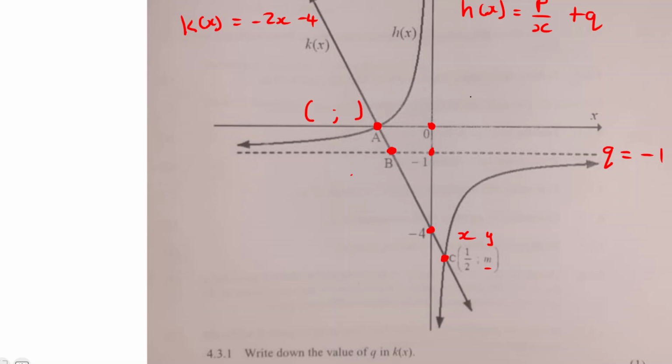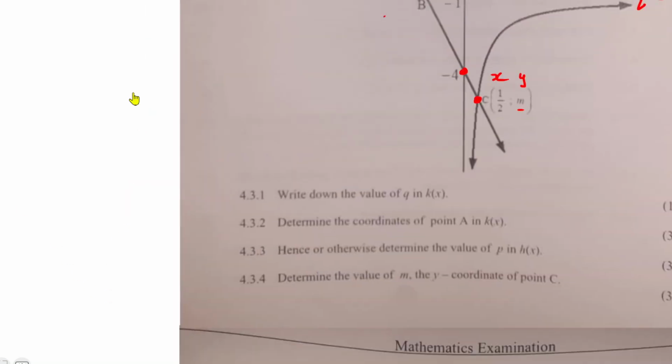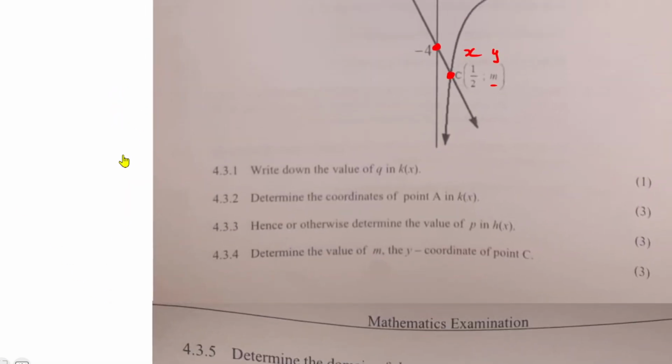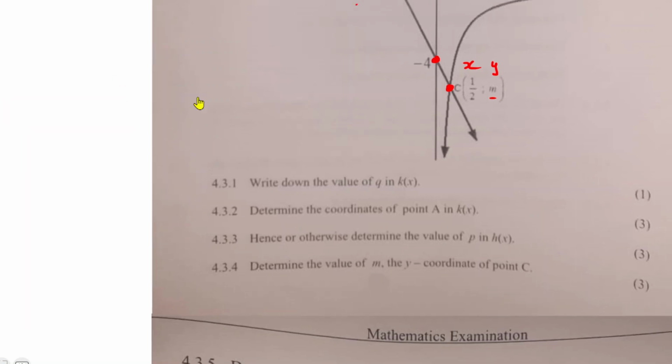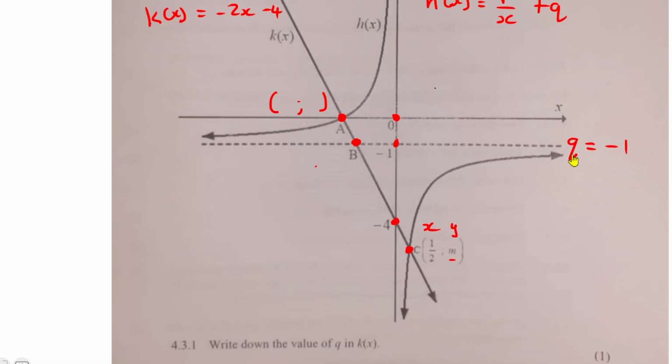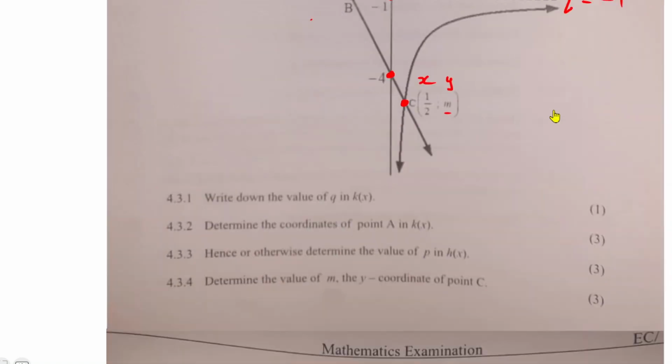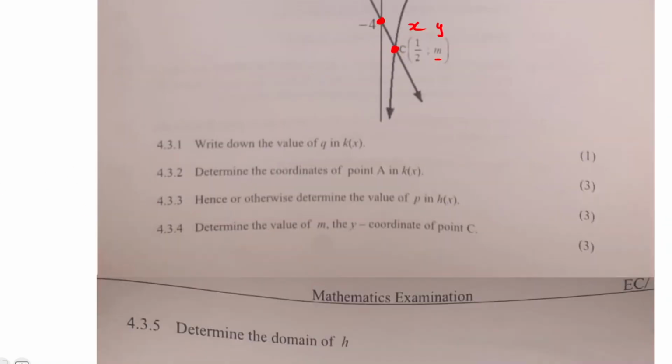Okay, now let's go to the question and see what they required us to do. 4.3.1, they said write down the value of q in k of x. Write down the value of q in k of x. So we have written the value of q. We said q is the horizontal asymptote. It cuts the y-axis at negative 1. So we have already answered that one, that q is equal to negative 1 is the asymptote of the hyperbolic graph.